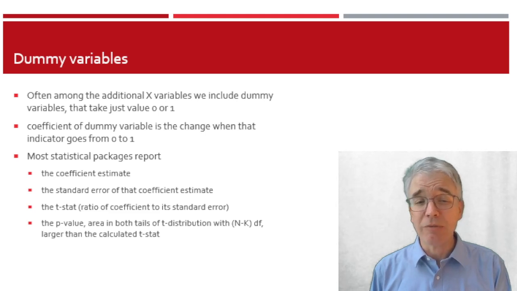Often we include dummy variables among the x. Dummy variables are either 0 or 1. The coefficient on the dummy variable is the change when that dummy variable goes from 0 to 1.